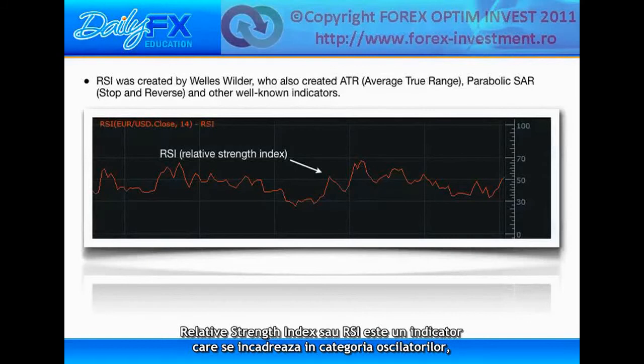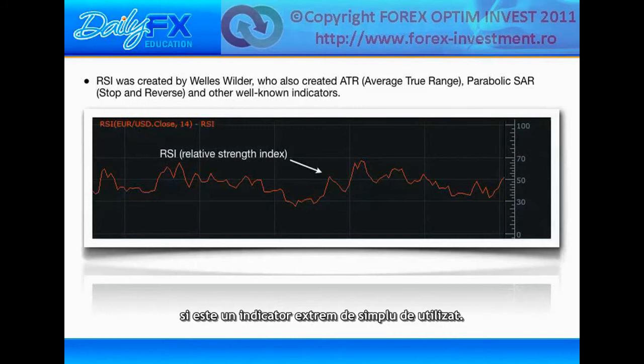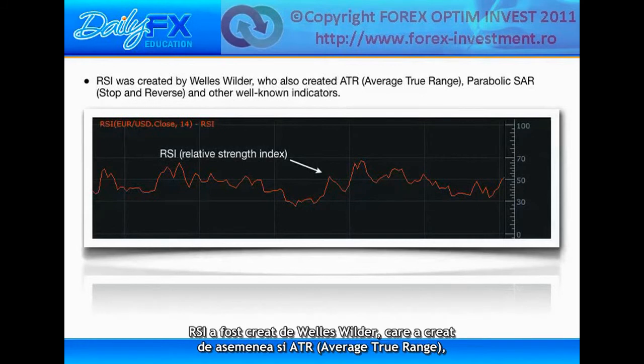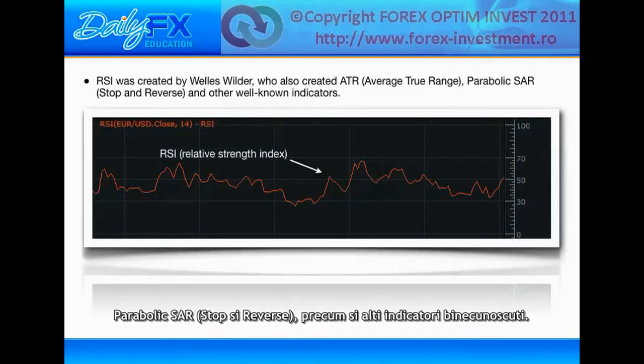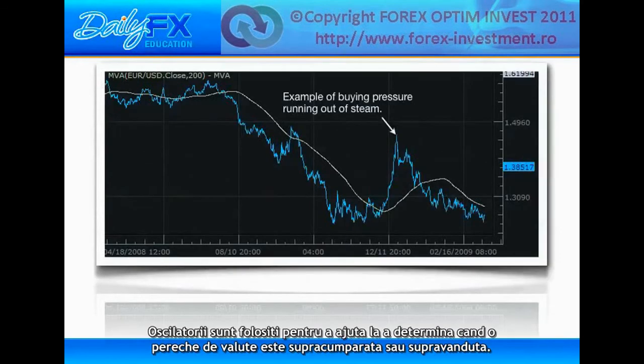The Relative Strength Index, or RSI, is an indicator that falls under the category of oscillators. It's an extremely simple indicator to use. RSI was created by Wallace Wilder, who also created ATR, or average true range, parabolic SAR, stop and reverse, and other well-known indicators. Oscillators are used to help determine when a currency pair is overbought or oversold.